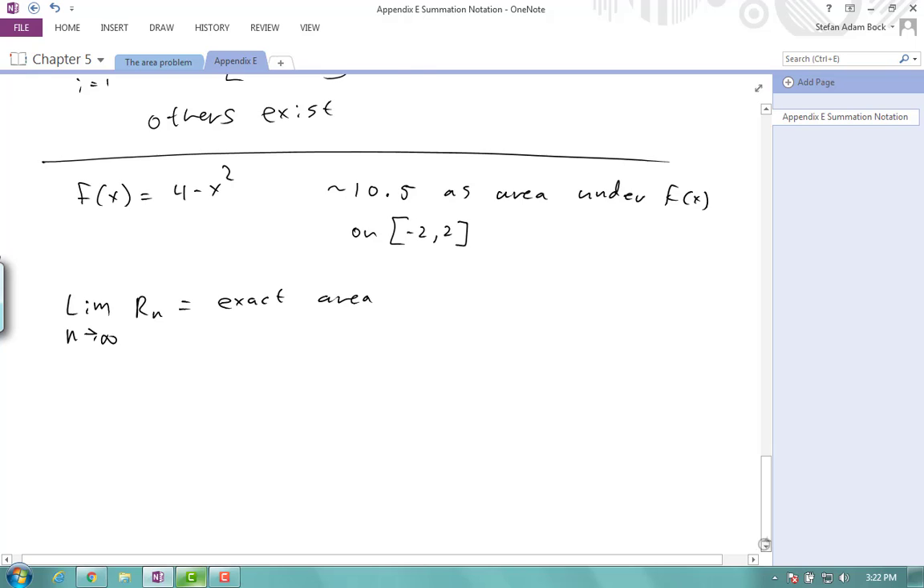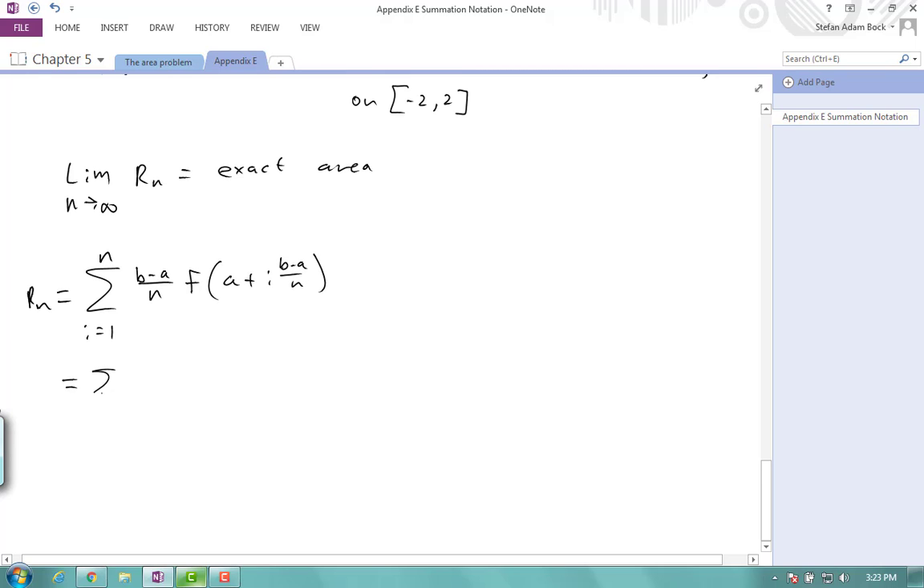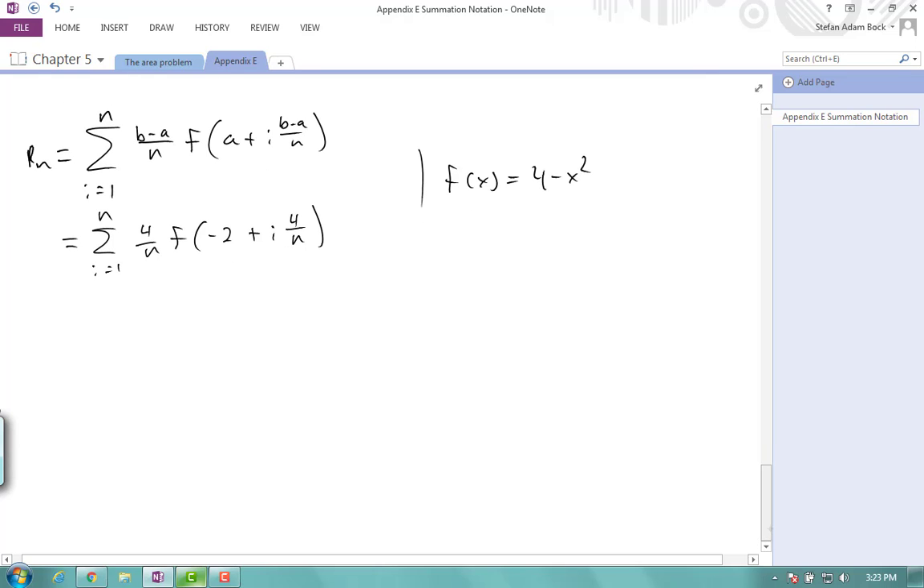So let's try to do that. The sum from i equals 1 up to n, I'm just going to use an arbitrary n rectangles, no fixed number. Then I need my Riemann sum formula. This should look like (b minus a) over n, let's give this a name, R sub n, equals the sum multiplied by f of (a plus i times (b minus a) over n). So this is equal to the sum from i equals 1 up to n of 4 over n times f of (-2 plus i times 4 over n). Okay, and since f of x is equal to 4 minus x squared, I'm going to go ahead and plug this into my function.